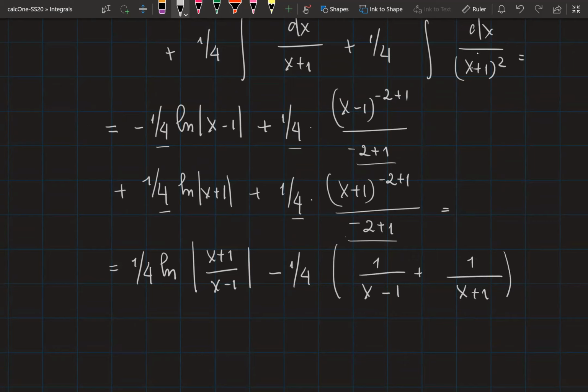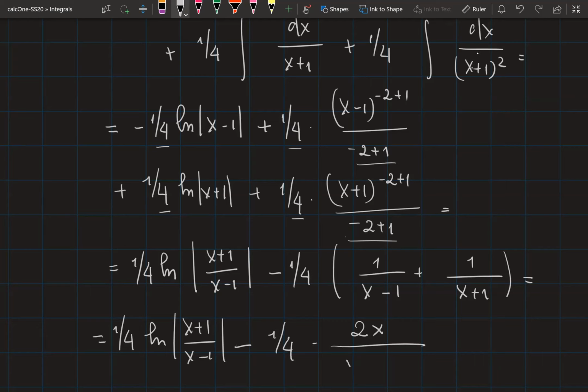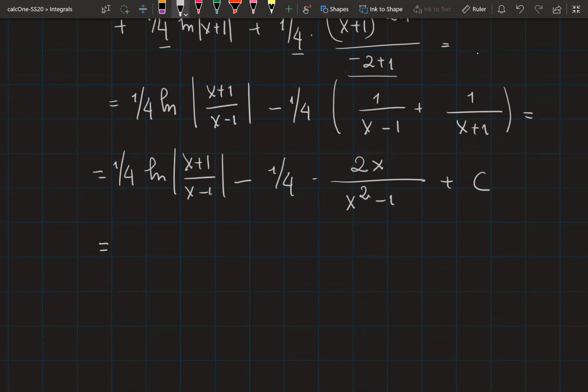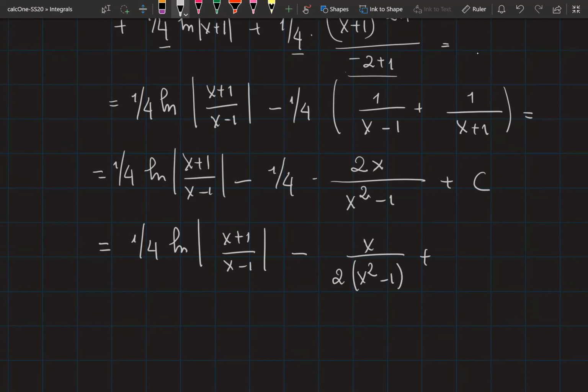So if you simplify everything here, it's going to be minus 1/4. If you give the common denominator, it's going to be x plus 1 here, and here it's going to be x minus 1. The plus 1 is going to be cancelled with the minus 1. We're going to have 2x in the numerator, 2x divided by x squared minus 1, plus the constant. So we can simplify this a bit. It's going to be 1/4 multiplied by ln of (x plus 1) divided by (x minus 1), minus x divided by 2 multiplied by (x squared minus 1), plus the constant.